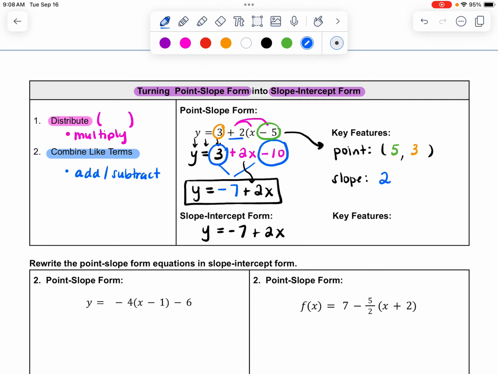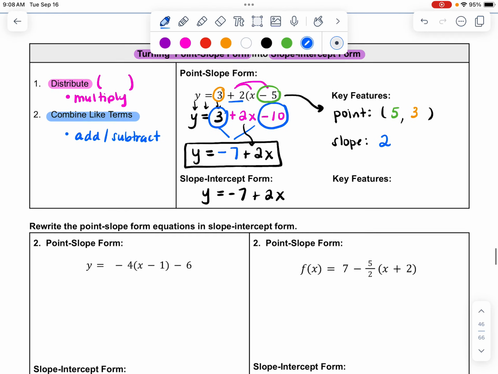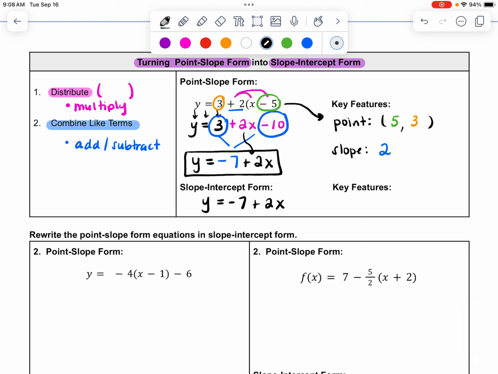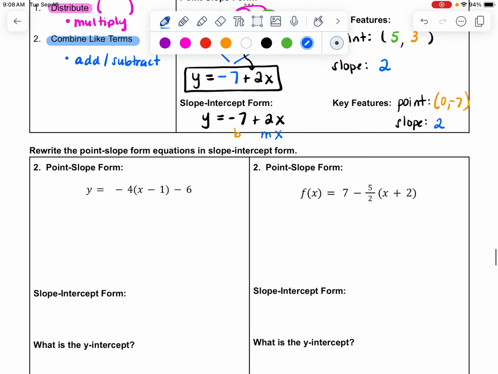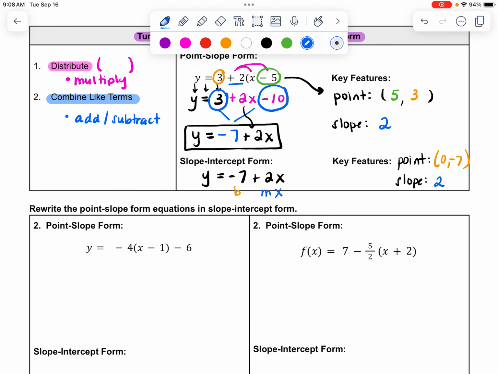If I ask you what are the key features of this new equation, the slope-intercept form, you're still going to have a starting point and you're still going to have a slope. But because it's slope-intercept form, my starting point x is always 0 and the b is negative 7. My slope is the m, which is 2, which is right next to the x. Let's practice that a few more times. Oh, I should point this out. You'll notice the slopes are the same. No matter what the equation is, it's just the starting point that changes.